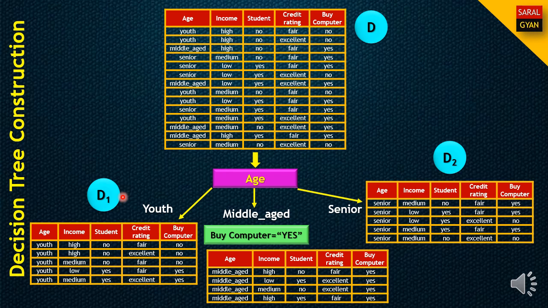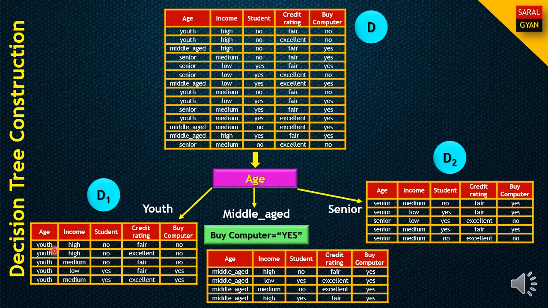And similarly, if age equals senior, then the buy computer attribute still has a few yes and no, so it also needs some further classification. So whatever process we did with this data set D, the same process we have to repeat with data sets D1 and D2.